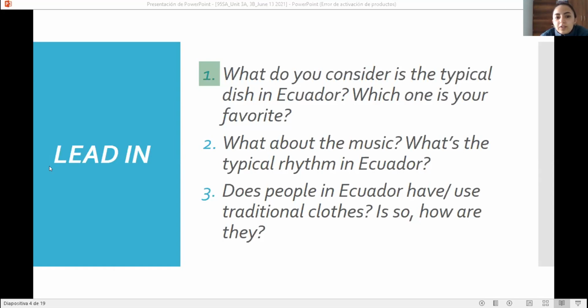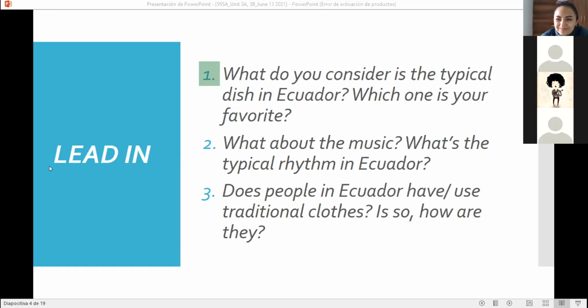Alex, what do you consider is the typical dish in Ecuador? Teacher, la salchipapa. Well, teacher, ¿cómo se puede decir hornado, teacher? You can say, how is it made? Podrías ocupar la palabra mismo hornado, pero tendrías que explicar cómo es hecho. Por ejemplo, it's a kind of or it's kind of. ¿Y si digo lo que contiene, teacher? Así exacto, tendrías que decir lo que contiene.